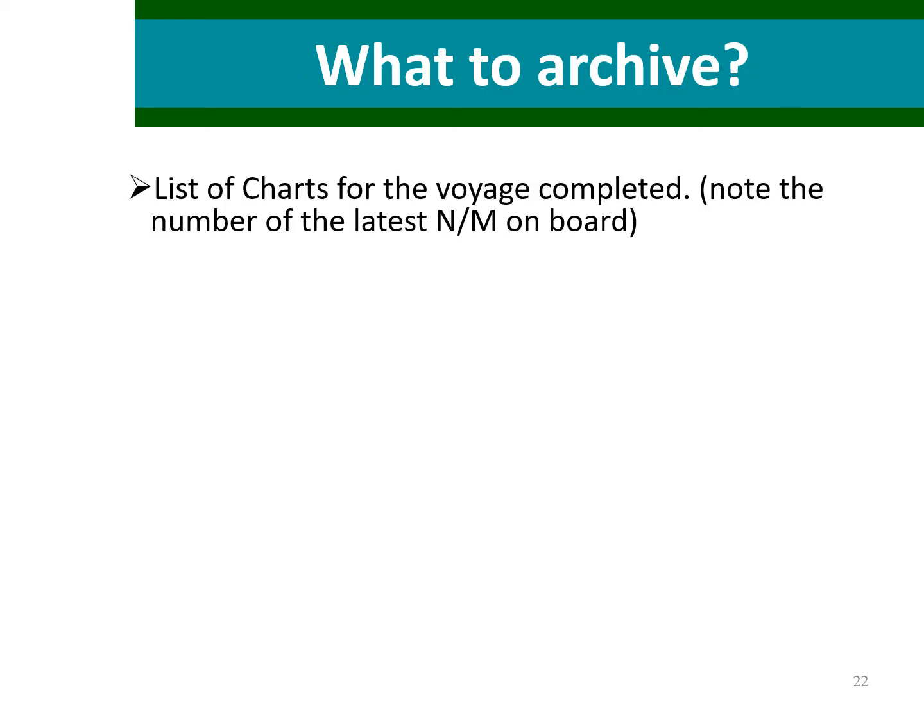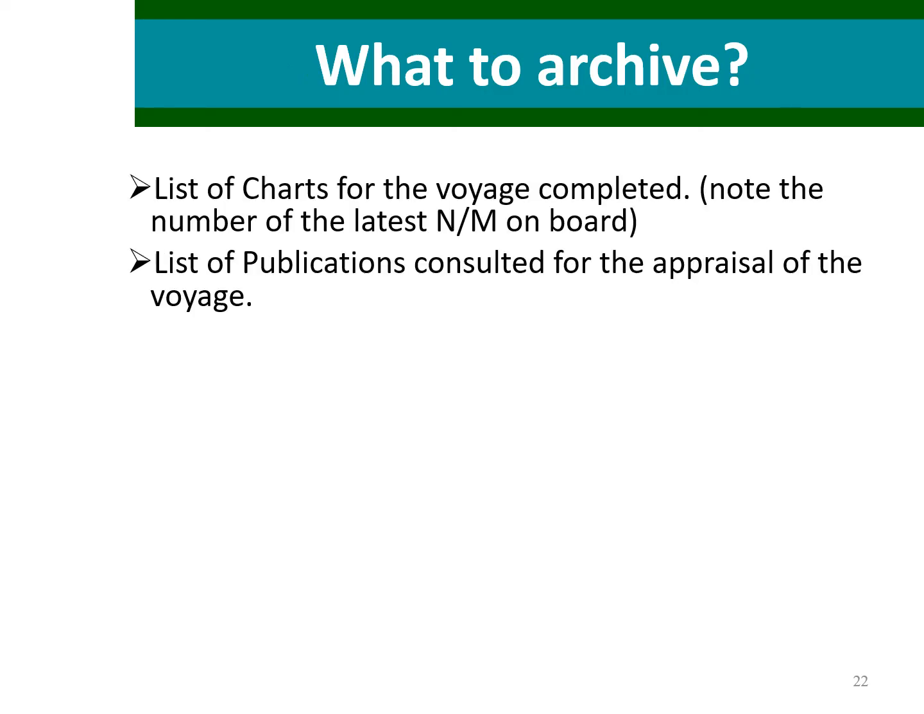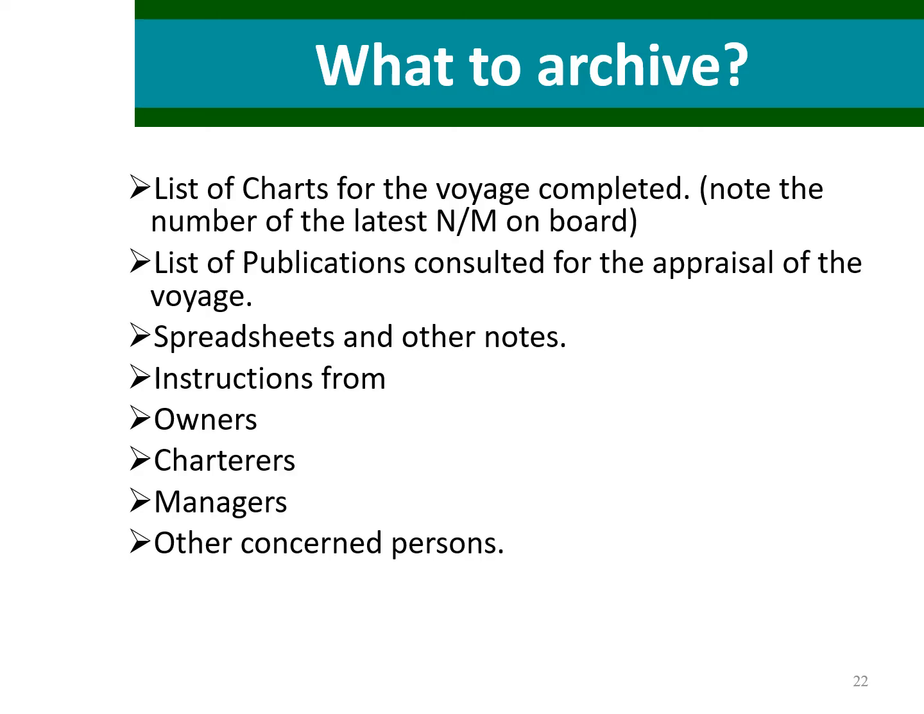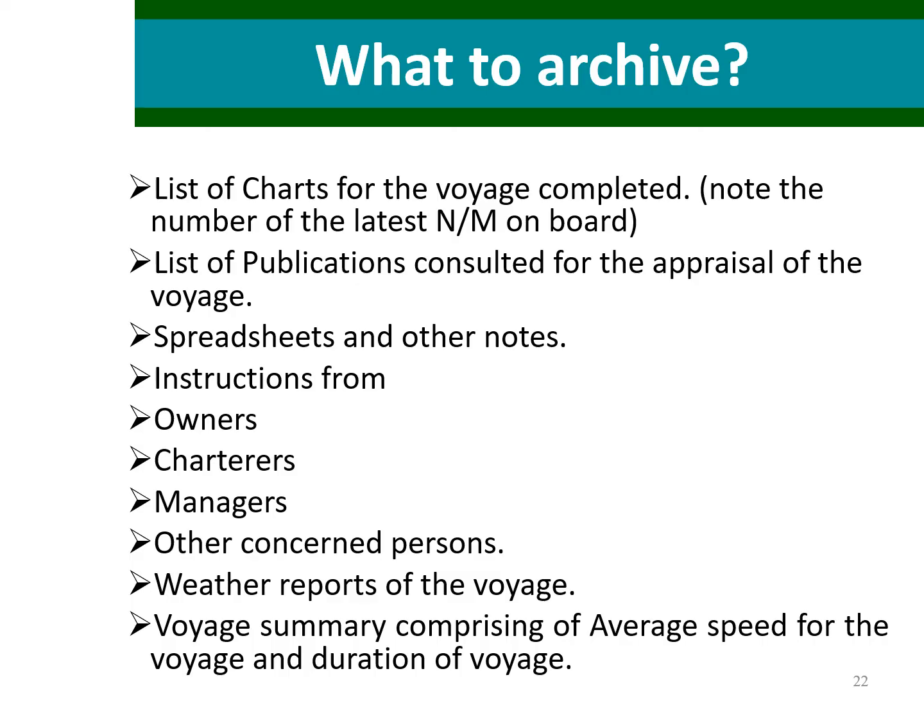So what all should be archived? Well, a list of charts for the voyage completed. Make sure that you note the number of the latest notices to mariners on board, a list of publications consulted for the appraisal of the voyage, spreadsheets and other notes that comprise details of the passage plan, waypoints, waypoint details, alterations made, at what point of time alterations were made, what was the date and time, instructions from owners, charterers, managers, and other concerned persons, that includes maybe shipping agents, as well as weather reports for the voyage, and voyage summary comprising of average speed done by the vessel for the voyage and duration of the voyage. And that's pretty much it.